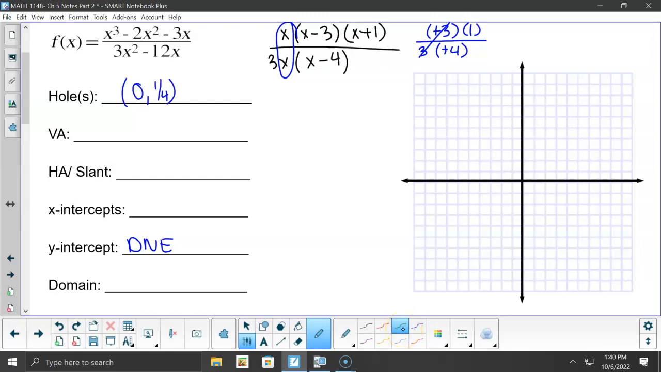All right. What about vertical asymptotes? I got any of those? Huh? Yeah, you can get a graph stamp.